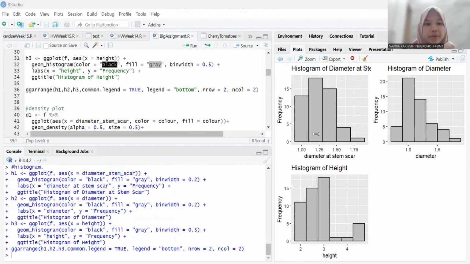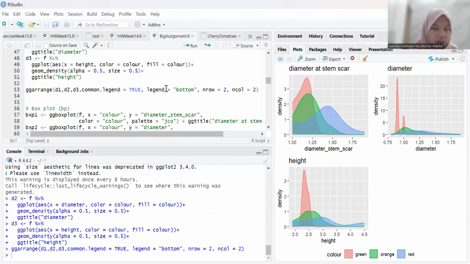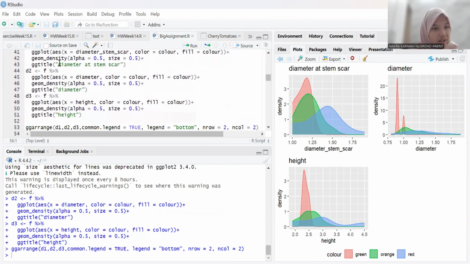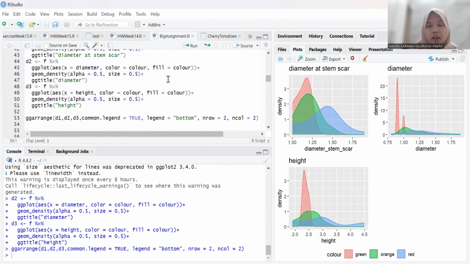Next is the histogram of the dataset. These 3 histograms represent the diameter at which the stem scar is located, the diameter of the tomatoes itself, and the height of the tomatoes. And from these 3 histograms, we can conclude that all of these have a positive skewness. The next code is the code to create a density plot.